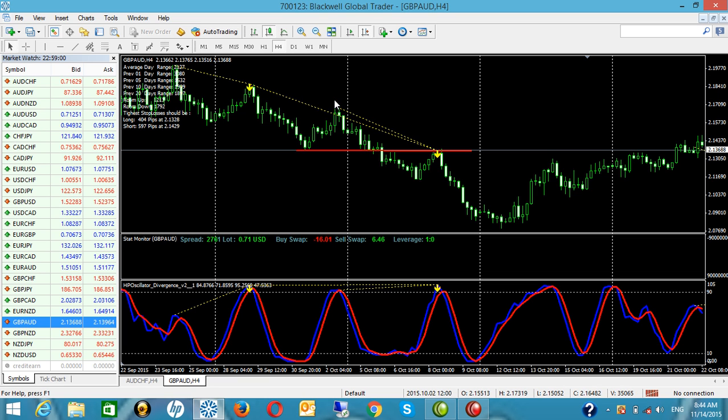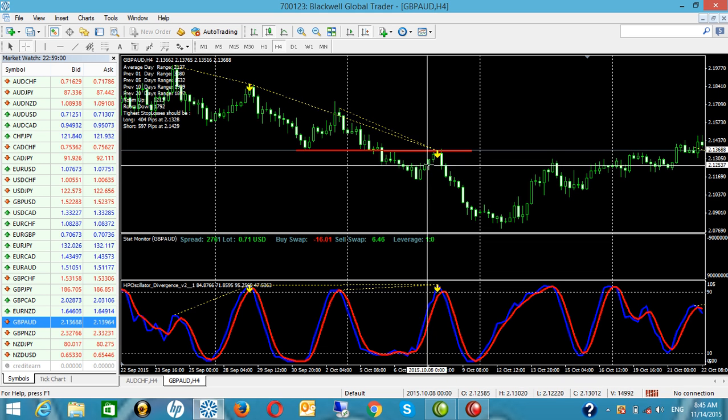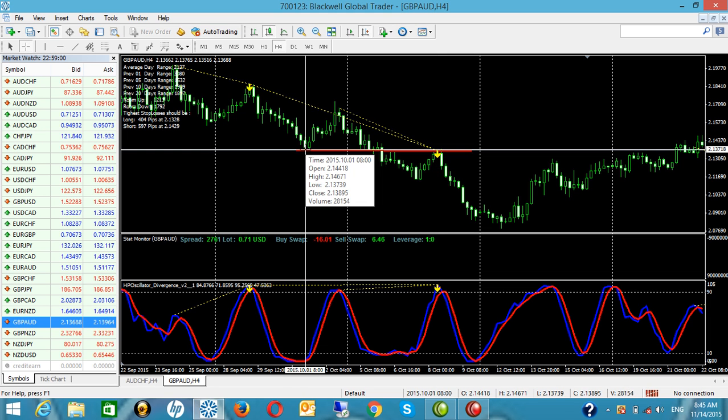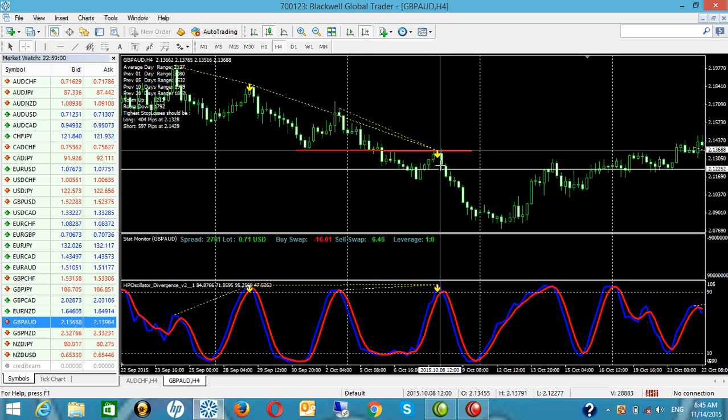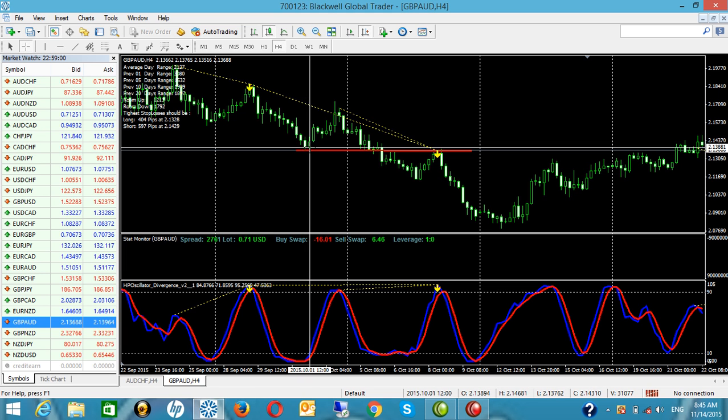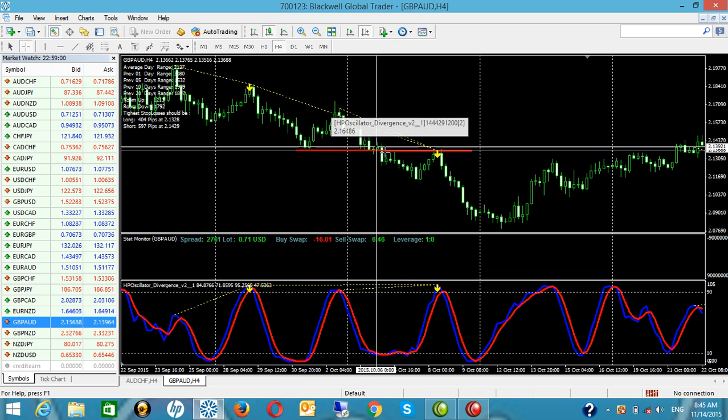Now let me run through this again. First of all, confluence number one is there has to be hidden divergence. Price is making a lower high and the oscillator is making a higher high. That is number one. Number two is that the pullback has to be at a recent swing. Remember I said 1, 2, 3. I prefer it this way. It has the highest probability. You want to have the most recent swing 1, 2, 3.